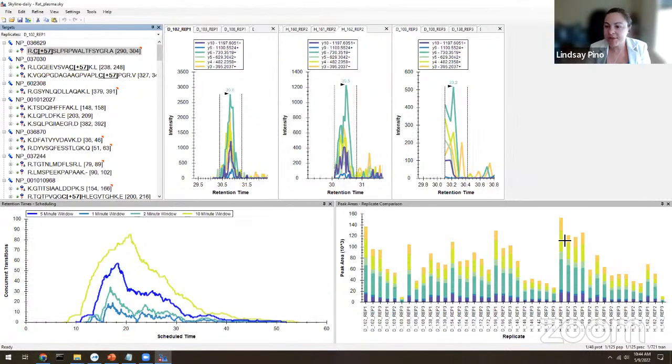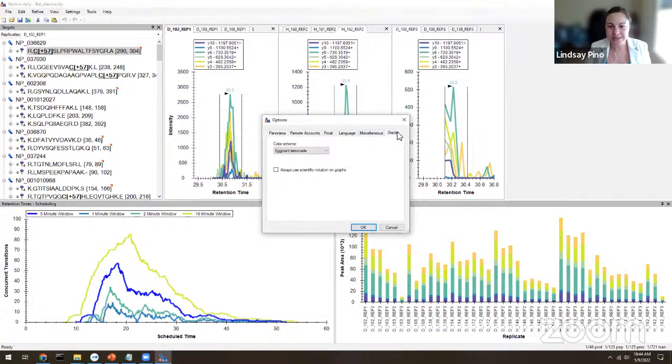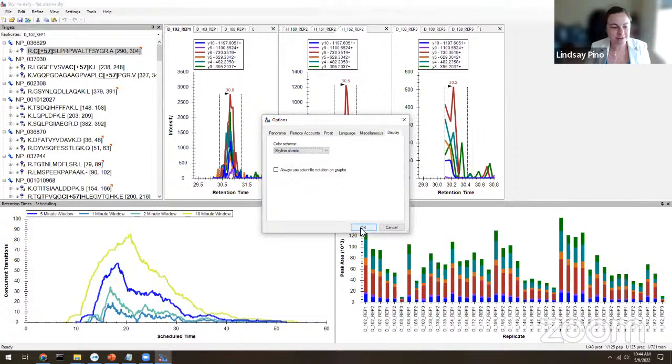You should have a screen that looks something like this. Maybe the most important thing you will learn this whole week is how to change the color scheme in Skyline. My colors of my fragment ions might be different than yours. To change that, on the top left, it's Tools, Options, Display, and you have all these color schemes. So I'll switch mine back to classic for now, so that we're all on the same page.